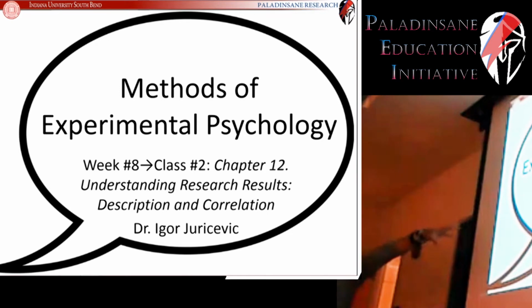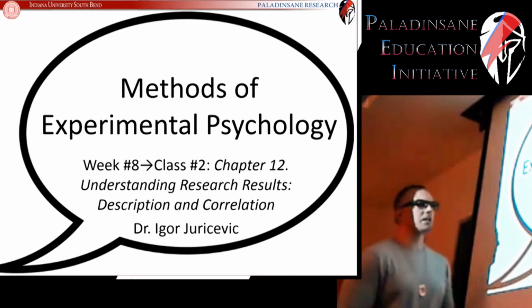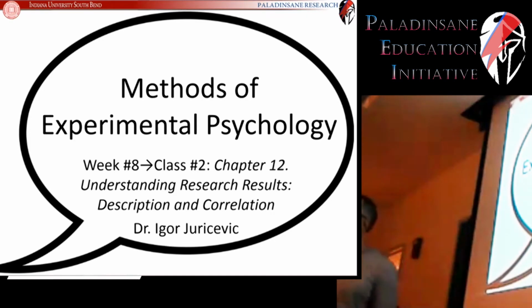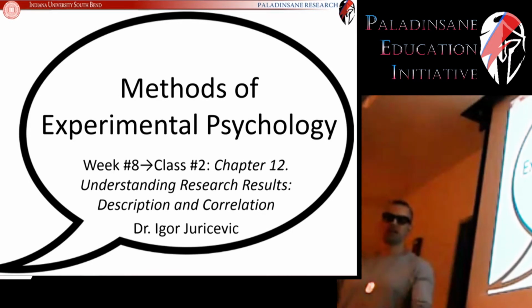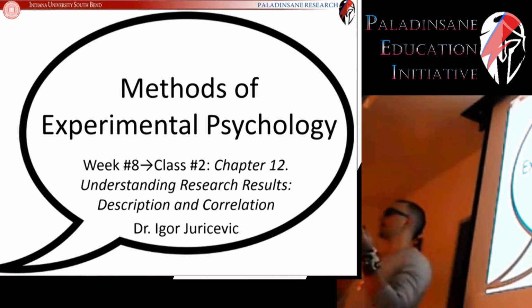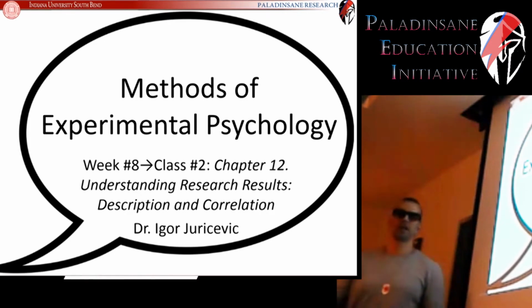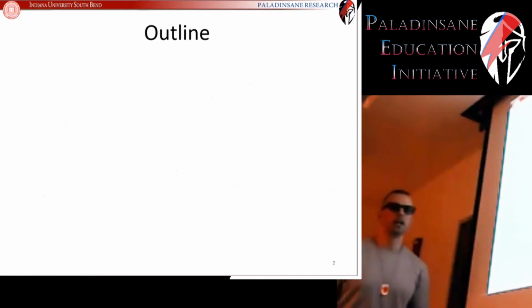All right. Methods of experimental psychology. We are now going to hit Chapter 12, Understanding Research Results, Description and Correlation. We are going to be writing the results section very soon in the classes when we come back. We're going to be doing that together as a class. So that's going to be sort of like a group writing assignment that we'll work on as a class. We'll have more details about what exactly goes into that.